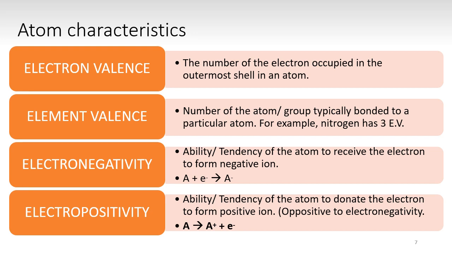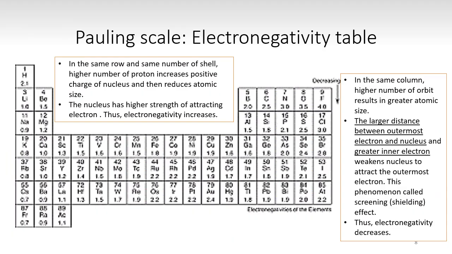Apart from that, electronegativity is the tendency of the atom to receive the electron to form negative ion. Its characteristic is opposite to electropositivity. This diagram shows the Pauling scale that describes electronegativity in the periodic table of elements. The highest electronegativity is fluorine at top right corner, while the lowest is francium at the bottom left corner.